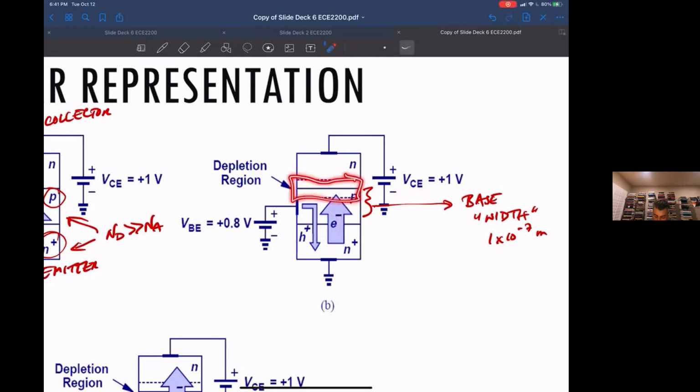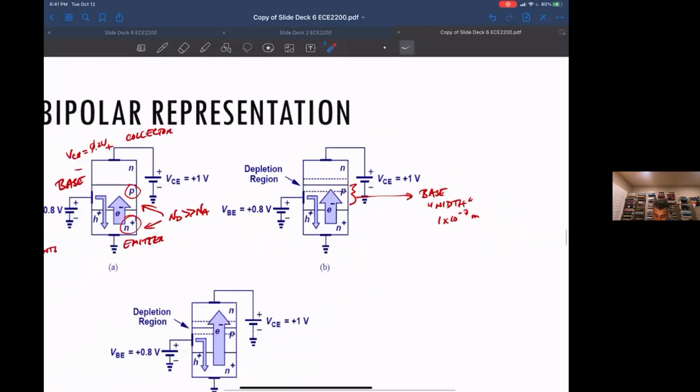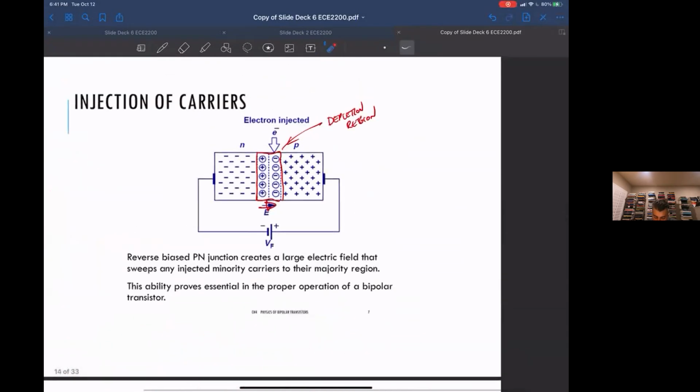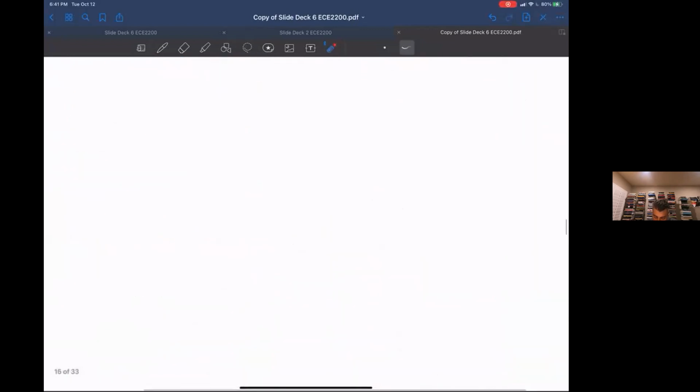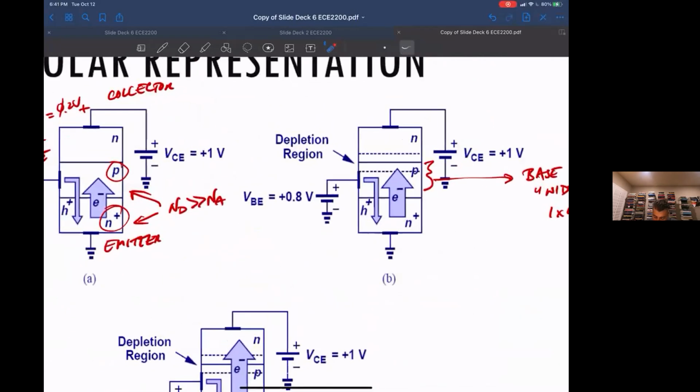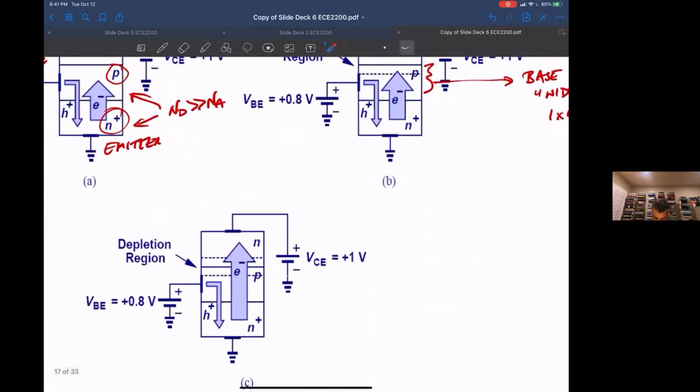And as soon as the electrons end up in this junction, like we talked about here, they get swept into the collector. So basically a really large number of electrons leave the emitter, get pulled into this depletion region, and then get pulled into the collector. In effect, almost all the electrons make it from the emitter to the collector. They just shoot across the base.